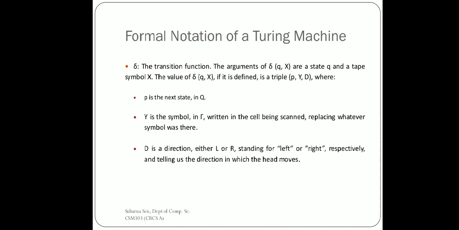Y is the symbol in tau, the symbol written in the cell being scanned. Whatever replacement is done, sometimes it may be the same, right? We know that the replacement may be the same or something may be new. So this is the change it is making at that place. And D means direction. So whether it has moved left or right is mentioned in the D part, that is direction.